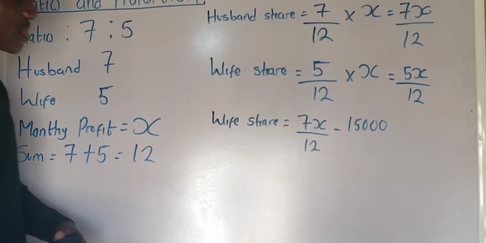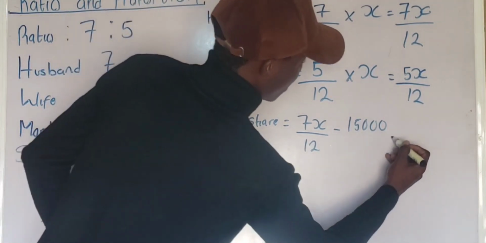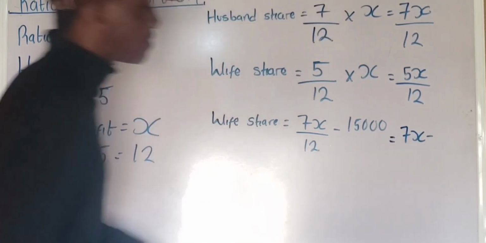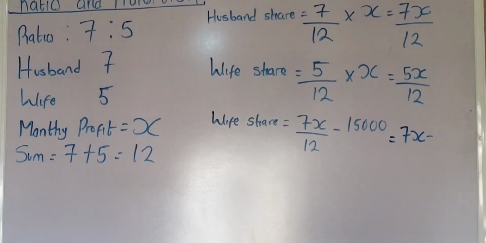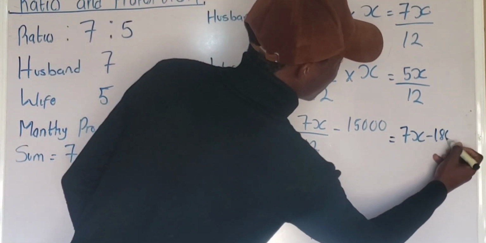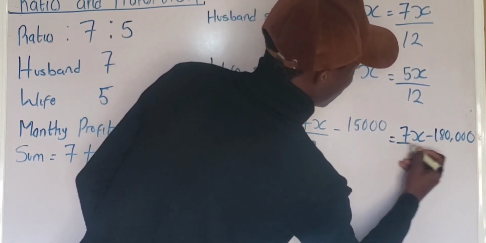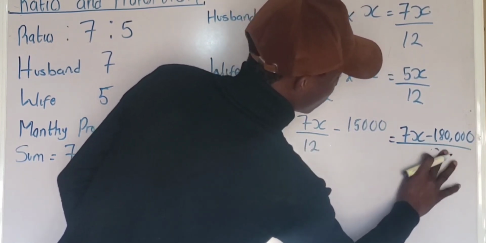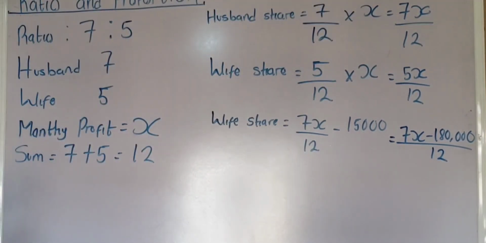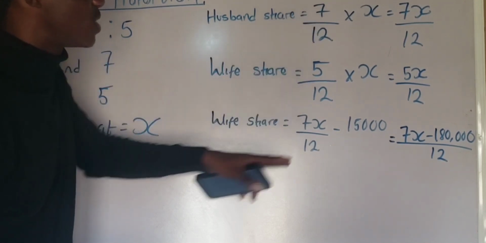So now, if I take the LCM, I'm going to have 7X minus 15,000 naira multiplied by 12. That is 180,000 naira. So I'm going to have 180,000 all over 12. Now, we have come to this point. We can easily determine the value of X by summing this and this together.